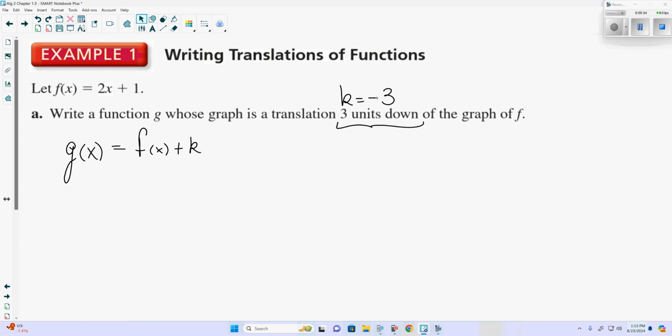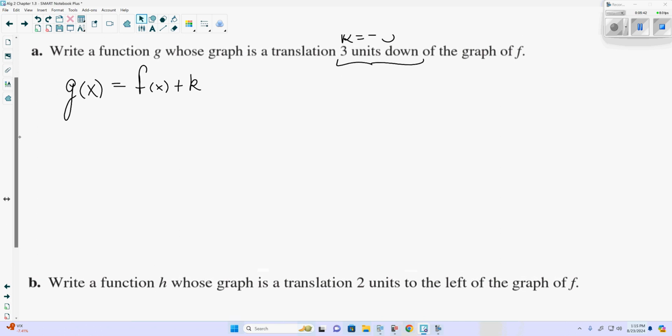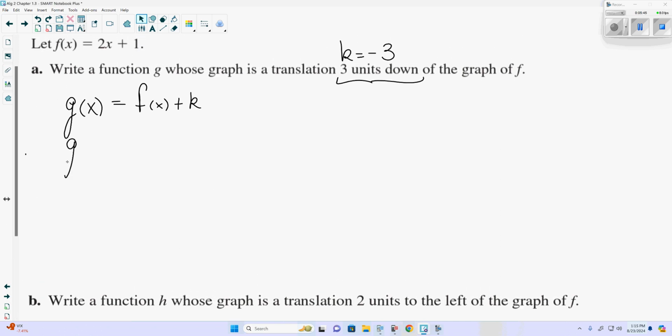Okay. So our next step is to plug in our value. So we know what k is. K in our case is negative 3. So we're going to replace k with its value. K is our movement, and our movement for this one's negative 3, down 3. So we replace k with negative 3. Now, could we have replaced f of x as well? Well, yes, but we'll do that one step at a time.